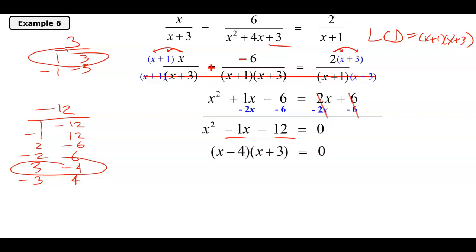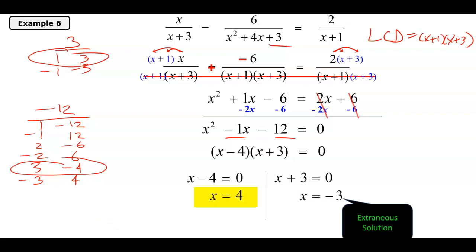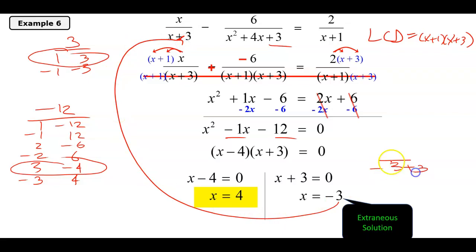And now that we've factored it, if you remember when we did the notes for 5.0, you can solve this for each parentheses gets set equal to 0, and you solve it. And sometimes there are extraneous solutions that do not work when you plug them back into the equation. If you plug negative 3 into this, you get a 0 on the bottom. You cannot have a 0 on the bottom.